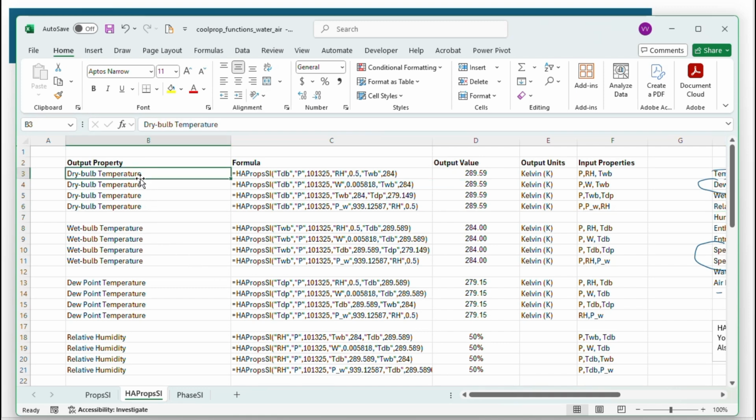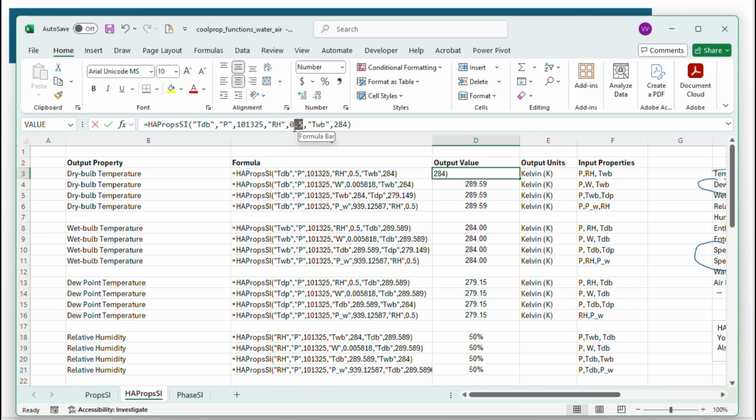Dry bulb temperature is the property that you want to calculate. Your input properties are pressure, humidity, and wet bulb temperature. So you have a wet bulb temperature, you input the value in Kelvin, 284, and then your relative humidity is 50%, and your pressure, of course, is the total pressure of the mixture, which is the ambient pressure. In that case, this is the output value, 289.559.